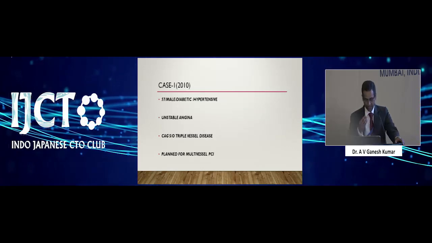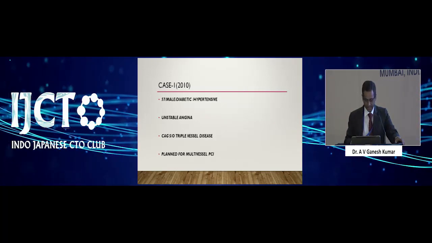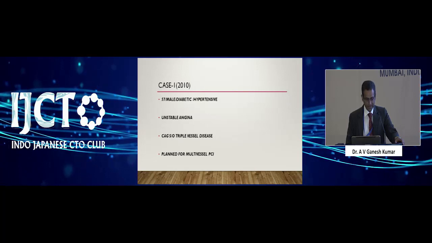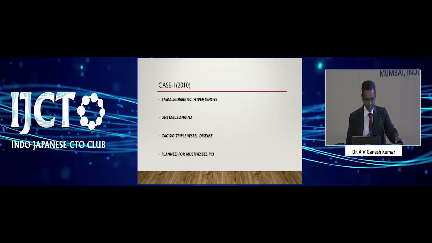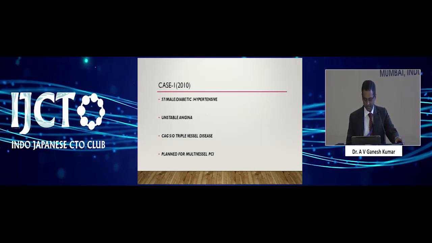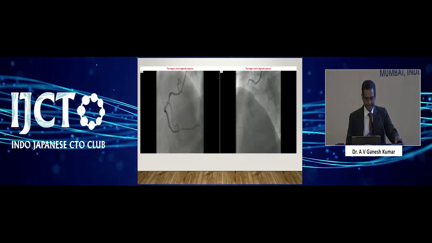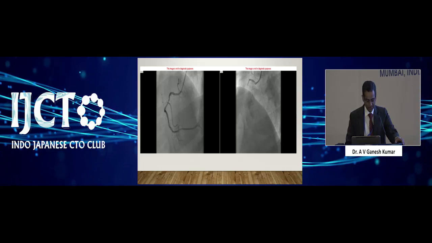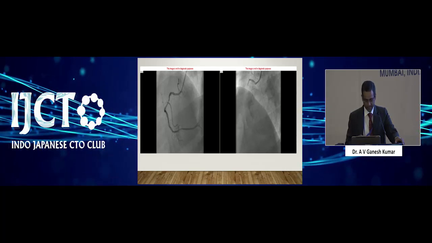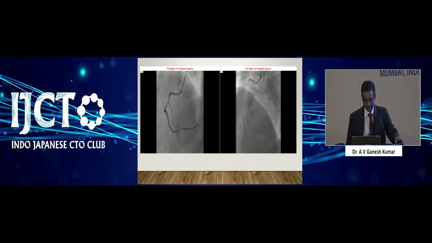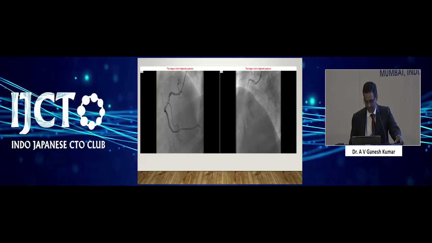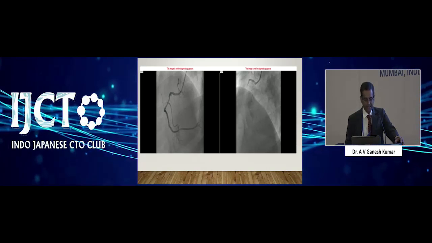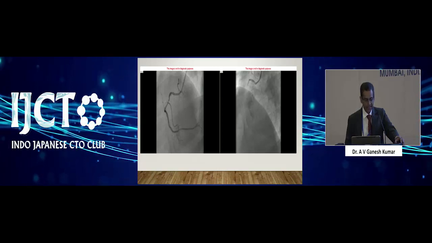I'll start with a couple of cases and then take you to the data. A case which I did in 2010, a 57-year-old diabetic with unstable angina and triple vessel disease, was planned for a multivessel PCI. This was in fact started by my colleague Dr. Rahul, who is now in Navi Mumbai. A straightforward looking lesion in the right coronary artery somehow got dissected. Once it got dissected, with the critical lesions in circumflex and LAD, the patient crashed.